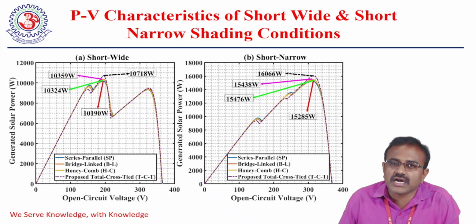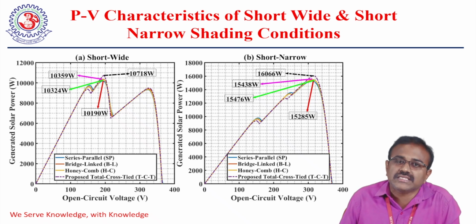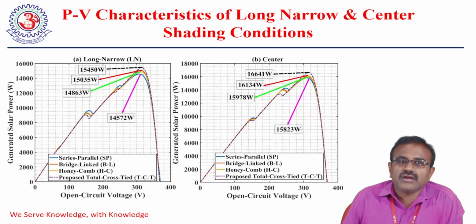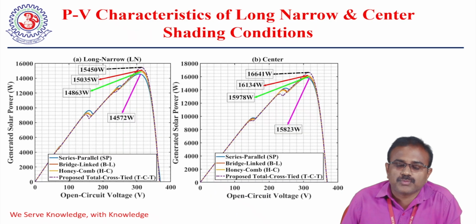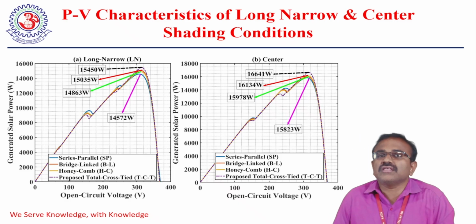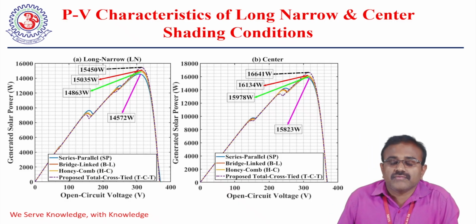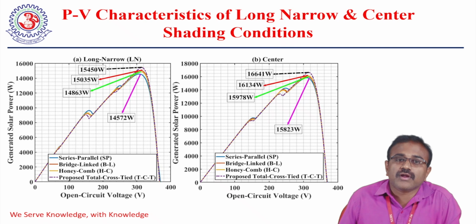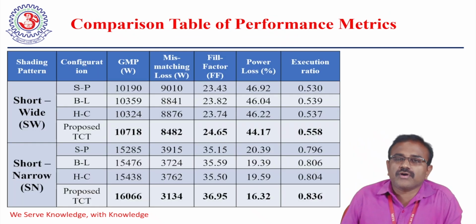Similarly, for the short narrow pattern, we got 16,066 watts for the total cross tied configuration. When compared to TCT, our remaining 3 configurations are very low. For the long narrow pattern, we got 15,450 watts with the proposed TCT model. Similarly, for the center shading pattern, we got 16,641 watts. These 4 waveforms we got from the MATLAB model, and this is the comparison table for the performance metrics.